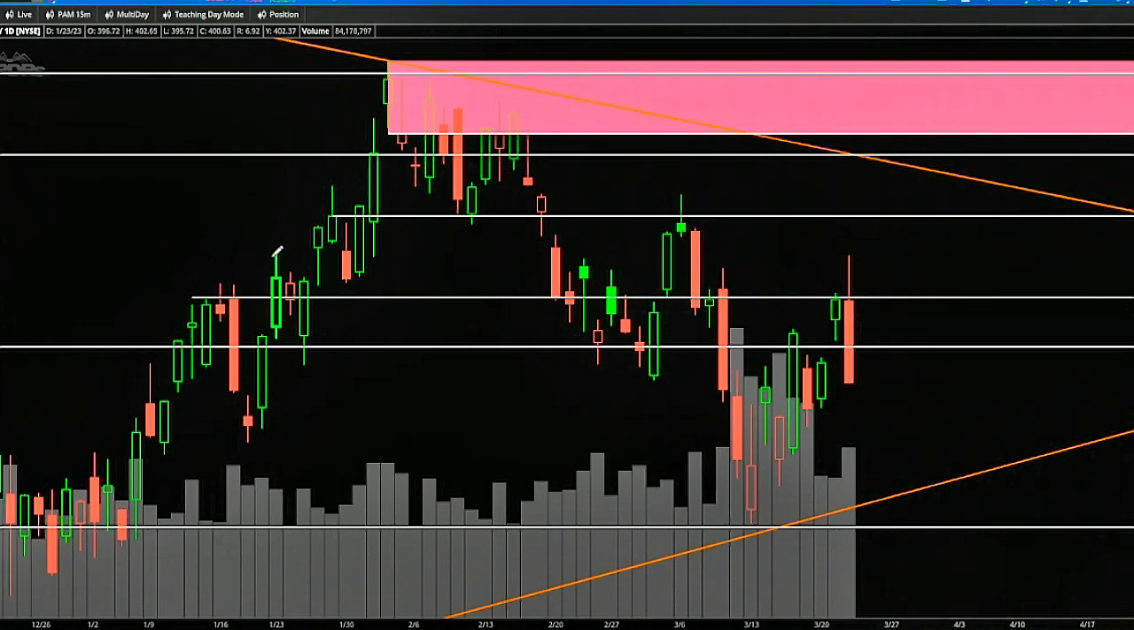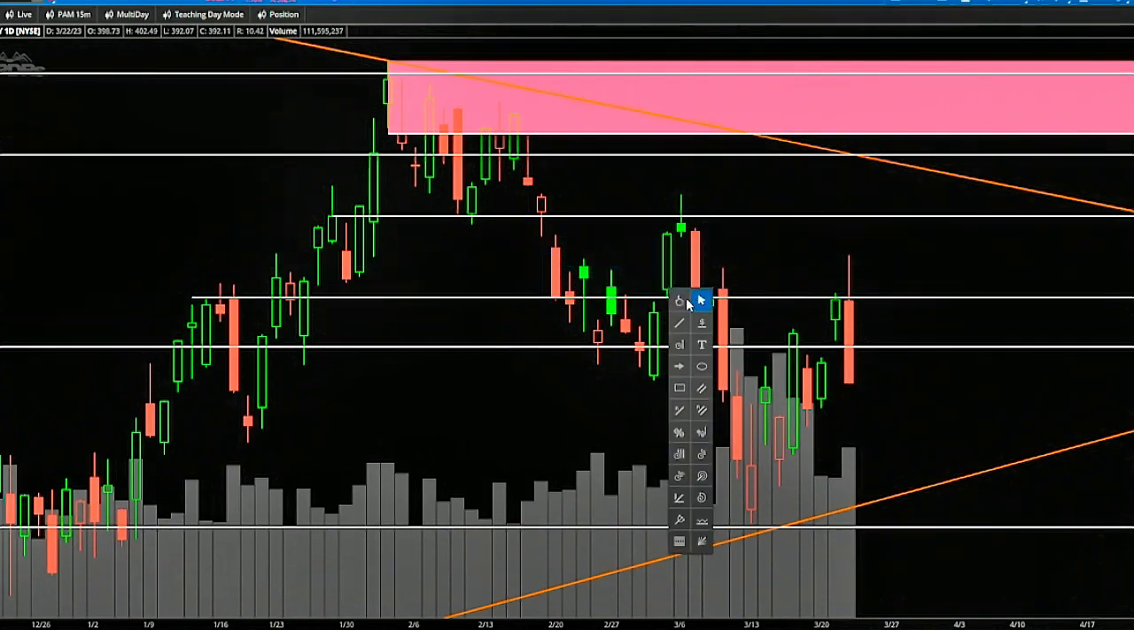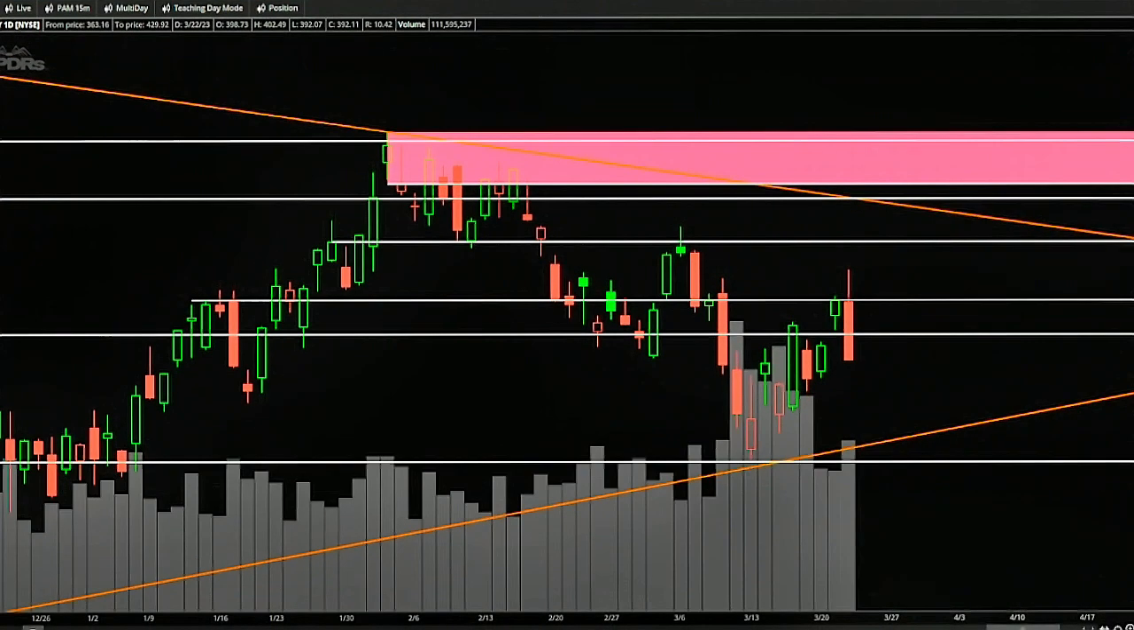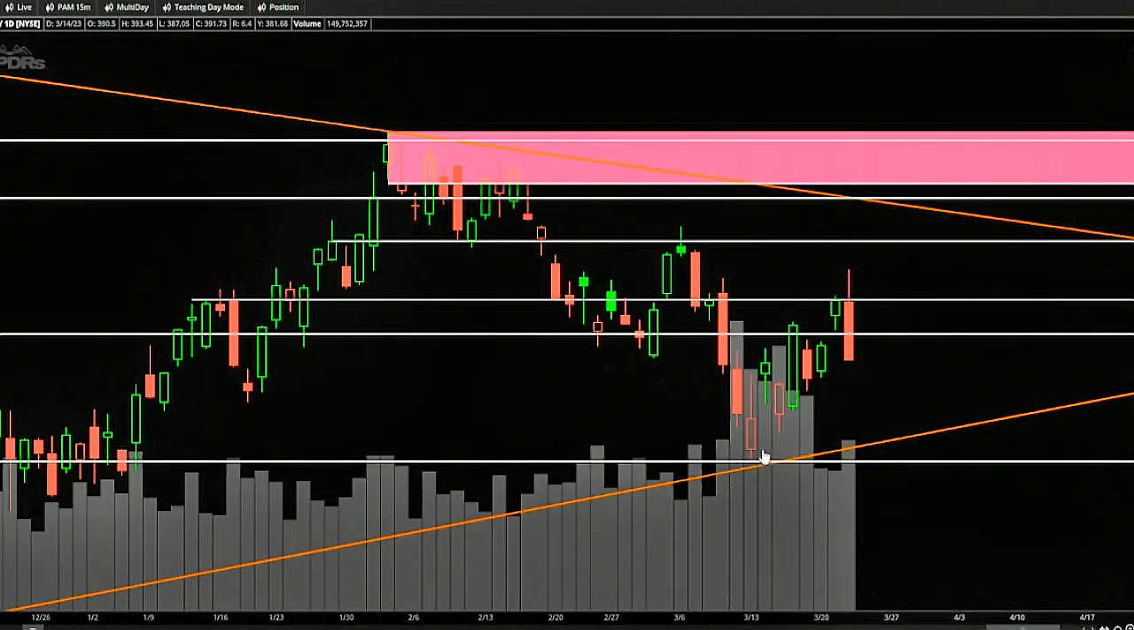Let's see if we can find one more. Nah. I like these levels just for daily. I want space for my trades to breathe. And right here we're just getting a ton of consolidation. You can see we go down, we go up, go down, we go up, go down, kind of flagging here.